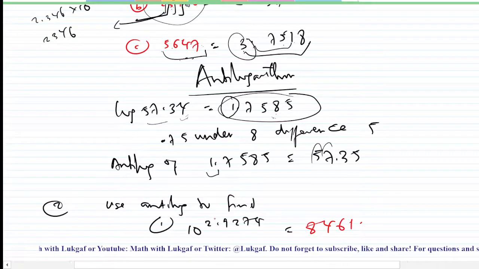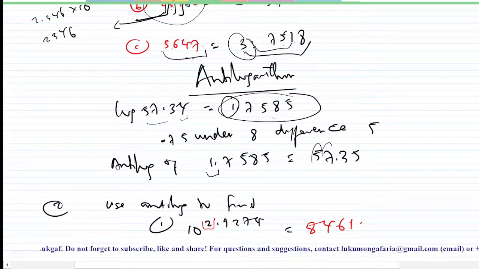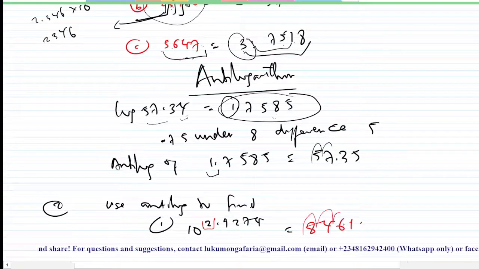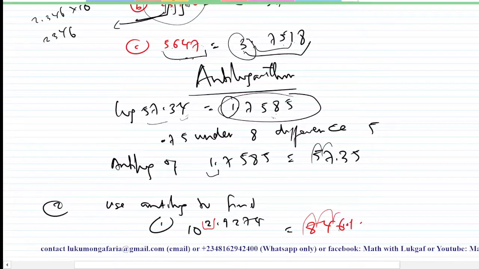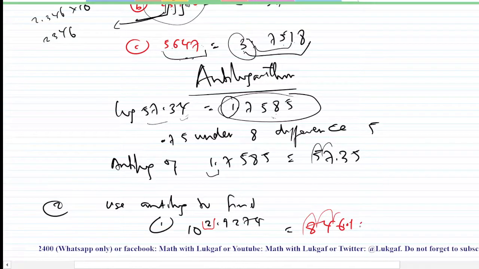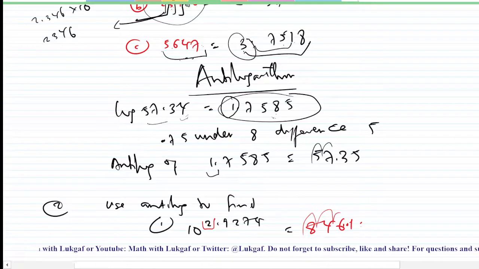Before we can have our characteristics part to be 2, it means we actually have how many digits? We have a 3-digit number. So then you just add 1 to 2 to make it 3. Then you count it 1, 2, 3. So then the antilog of this number is 846.1. So if you want to find the logarithm again, just check 84 under 6, difference 1, since you know that your characteristics part is 2. That's how to find it.